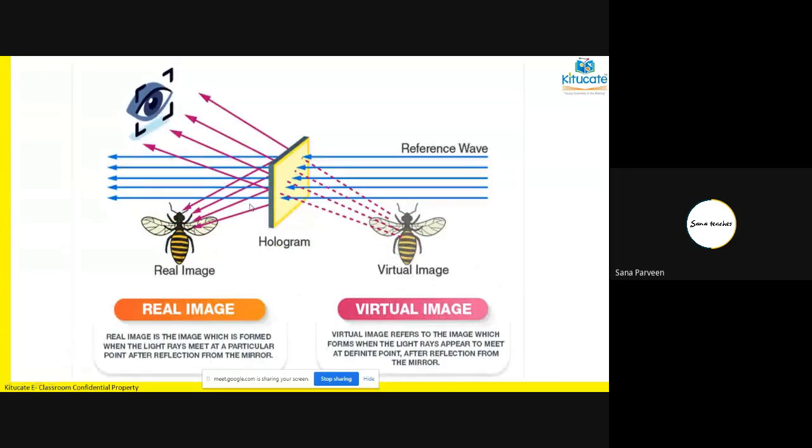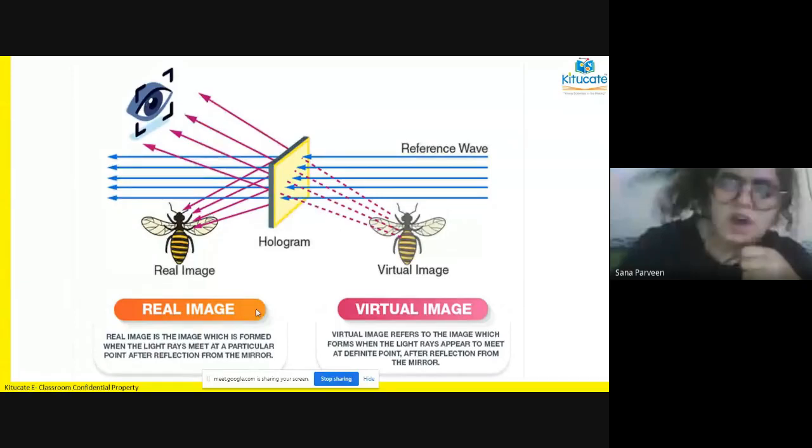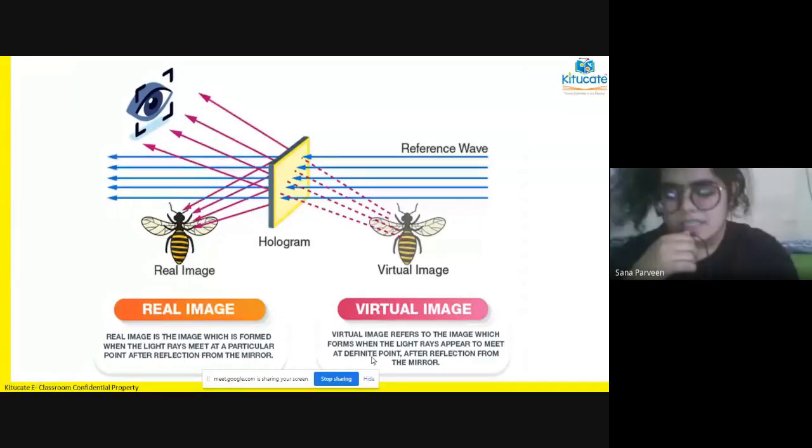When the light rays are moving and get reflected, all the light rays meet at one particular point, and an image is produced which is called a real image. So if you see both the diagrams, you will understand the difference between real image and virtual image. A real image is formed when the light rays meet at a particular point after reflection from the mirror, and a virtual image refers to the image which forms when the light rays appear to meet. They're not meeting, they're appearing to meet at a definite point after reflection from the mirror.